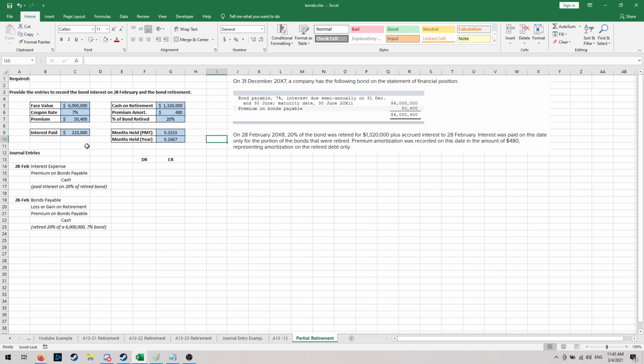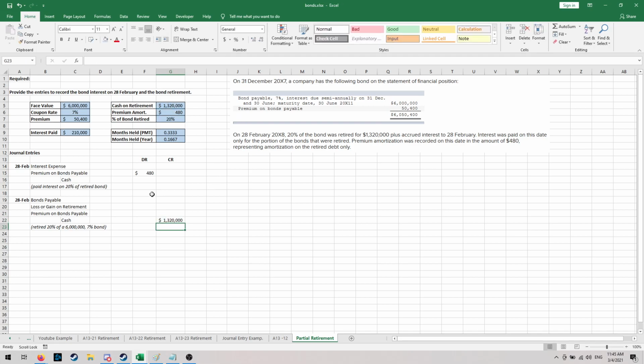So now that we have these numbers, we can just fill in our journal entries. And some of these entries will be very simple. In fact, some of them are just given in the question. We're told we amortized $480 of the premium, so that's already done. We're also told we received $1,320,000 in cash, so that's already done.